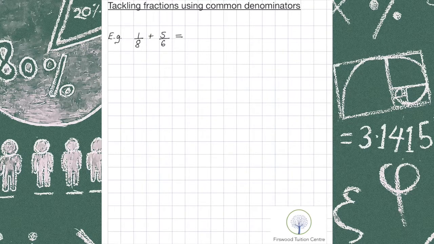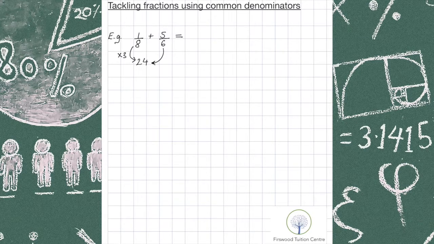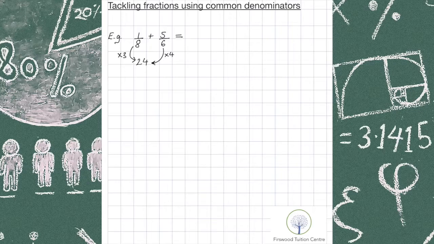Now, the common denominator is the lowest multiple which both 8 and 6 go into. Now, after thinking for some time, we realise that the lowest common multiple of both 8 and 6 is 24. However, we must think, what did we do to get from 8 to 24, and what do we do from 6 to get to 24? Now, to get from 8 to 24, we multiplied this by 3. And to get from 6 to 24, we multiplied this by 4.